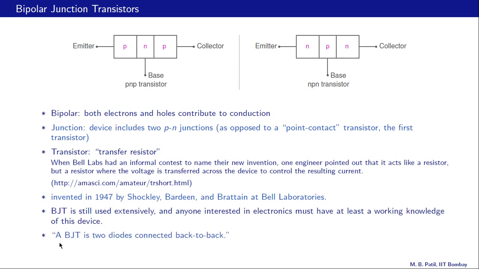Here is a statement that one might encounter in textbooks and so on. A BJT is two diodes connected back to back. It seems to make sense. We have a diode here, another diode here, connected back to back, a diode here, another diode here, again connected back to back. But there is something seriously wrong with this statement, and let us see why.